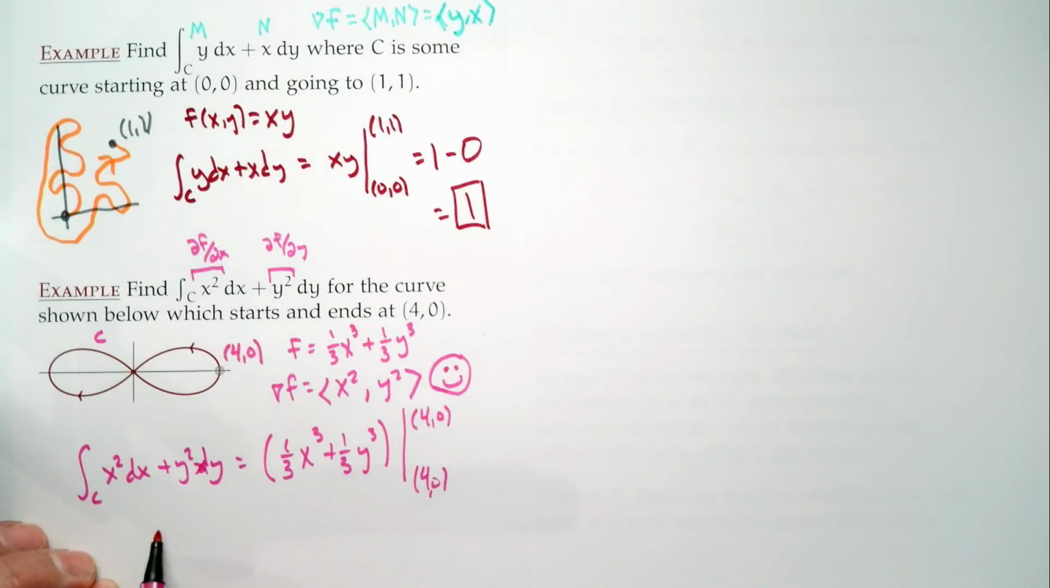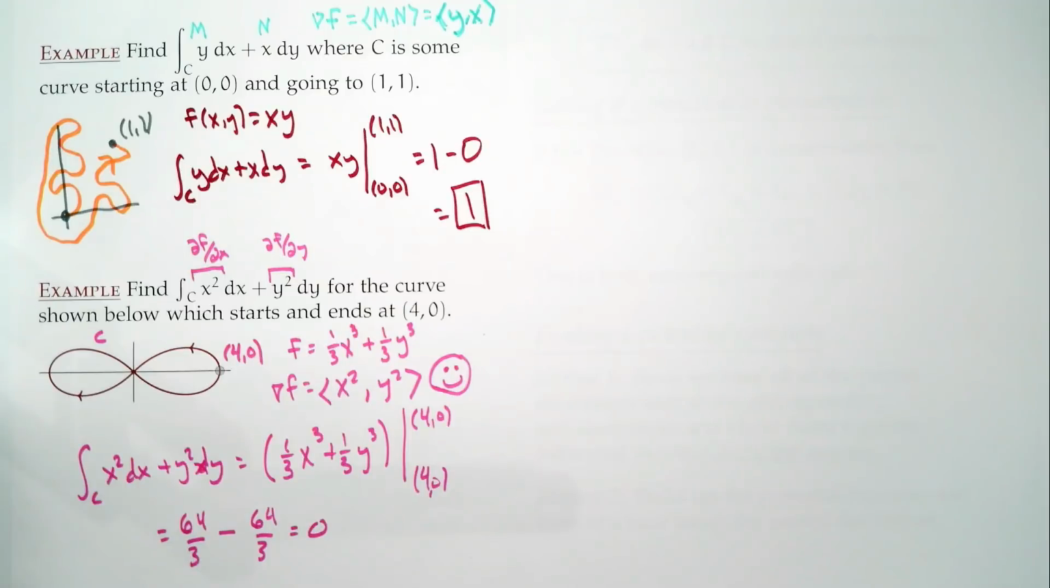So, what does that give us? Well, 4 cubed? 64 over 3. 0 cubed, 0. Subtract, okay, so 64/3 is when I plug in 4, 0. Now, what do I get when I plug in 4, 0? Yeah, still 64/3. In fact, wait a second, I'm going from the start to the end, but the start and the end are the same thing. So what's going to happen to our answer?